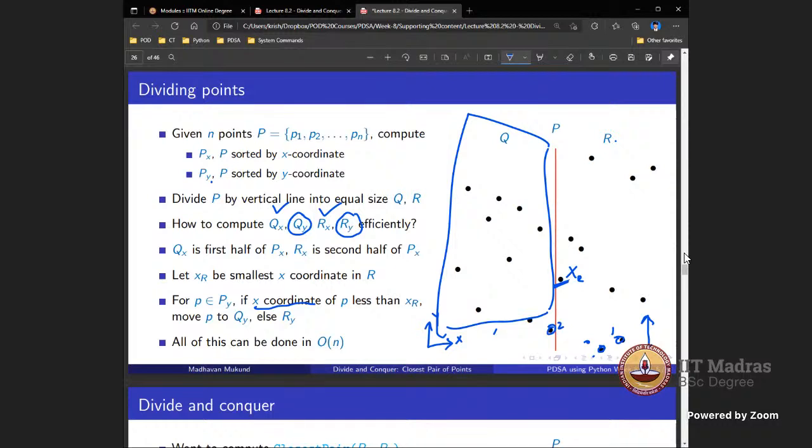I understood that PX is sorted by X coordinate, and PY is by Y coordinate. Now, why do I need both sortings? Why is the X coordinate not enough? Okay, let's say, I'll give you an example.